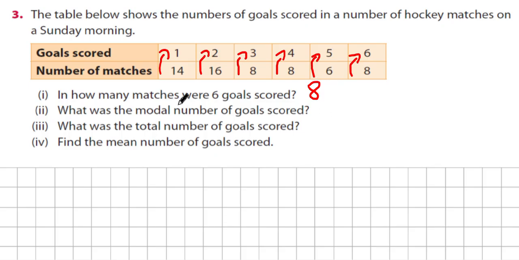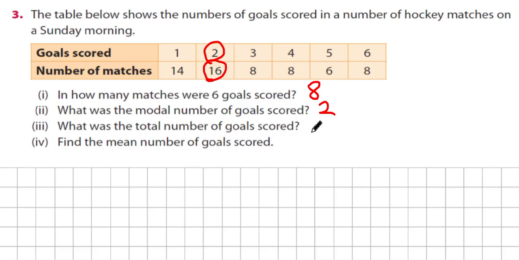Agreed? What is the modal number of goals scored? When you watch a match, what's the most common number of goals scored? Anybody care to tell me? The answer's 2. Why did you guys say it was 2? It happened 16 times. Think about how many 2-0s and 1-0s you see. A lot. So the answer is 2. 2 goals was the most common answer for how many goals are scored in a match.